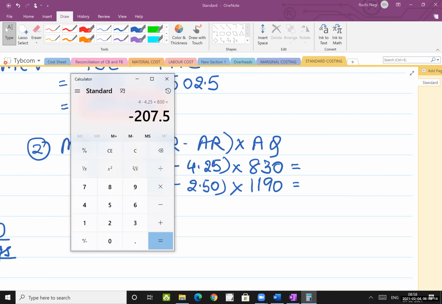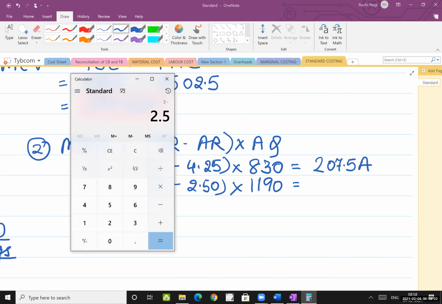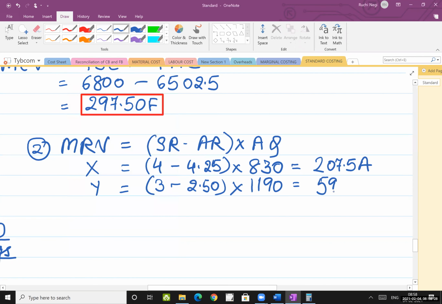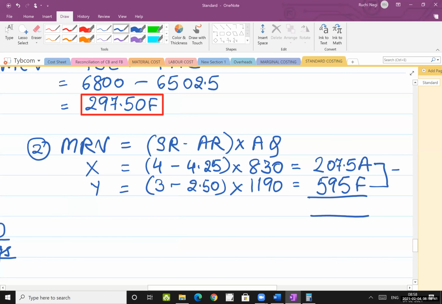4 minus 4.25 into 830 is 207.5. It's negative, so write A. Next, 3 minus 2.5 into 1190 is 595F. Okay, solve this. Plus minus is minus. So 595 minus 207.5 is 387.5F. Yeah, very good, Devanshi.